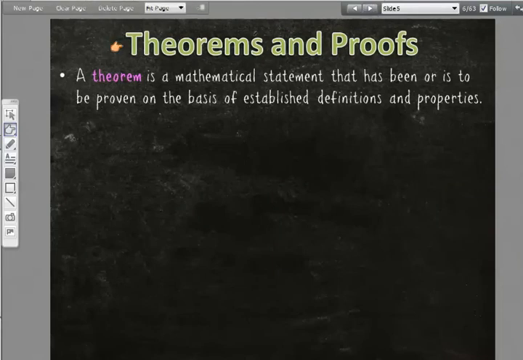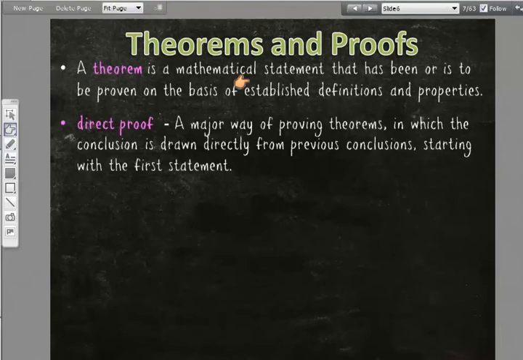Okay, theorems and proofs. Now, this first part is just going to be kind of long, and you are going to have to bear with me, because this is all very important information you need to know in order to do a proof. It says a theorem is a mathematical statement that has been or is to be proven on the basis of established definitions and properties. Y'all have heard that a lot because we've said it a lot.